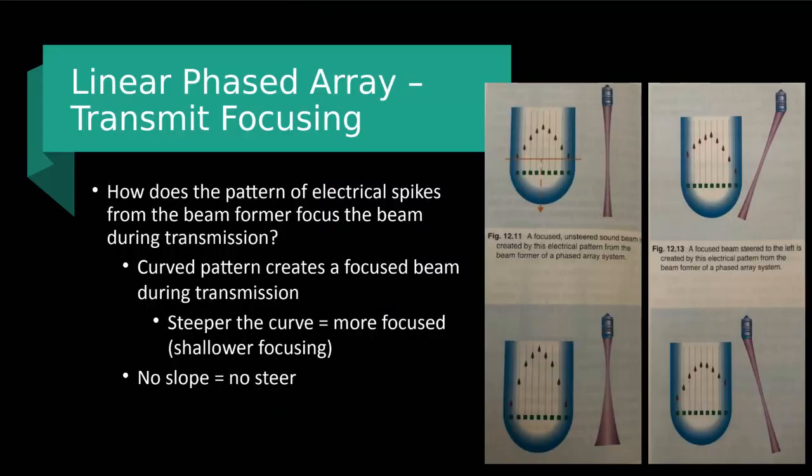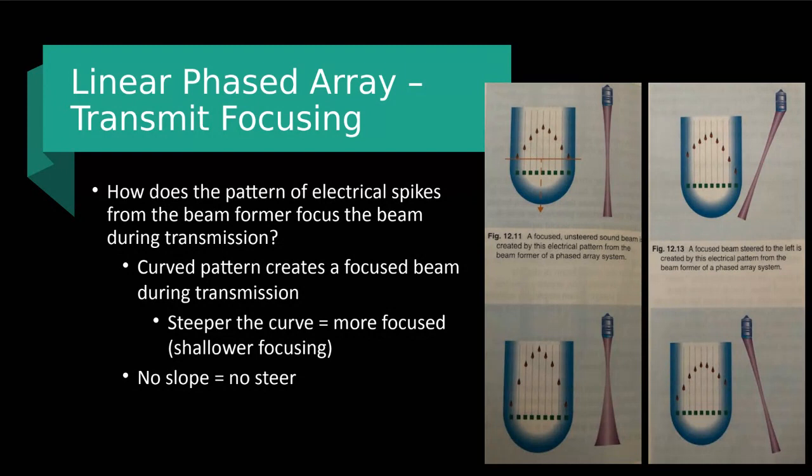Okay, so now we've talked about steering the beam. Well, how do we focus the beam? And can we steer and focus at the same time? Well, of course we can. Our transducers are so modern and advanced that we can really make these beams do anything that we want, right? So how does the pattern of those electrical spikes from the beam former, a component of our system that actually creates the sound beam, affect how we can focus the beam during transmission?